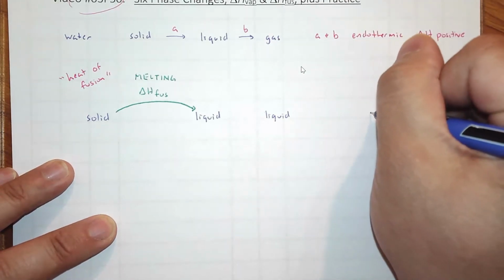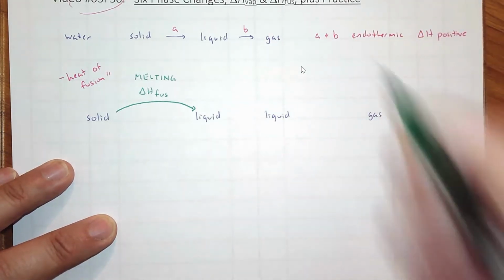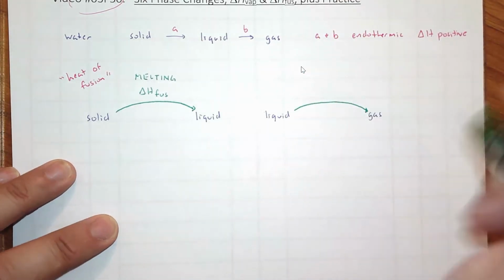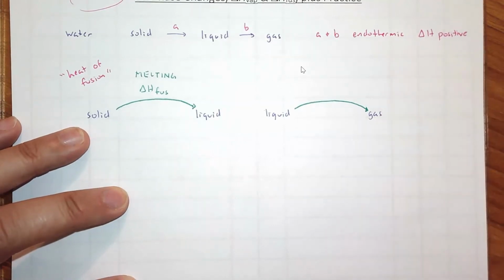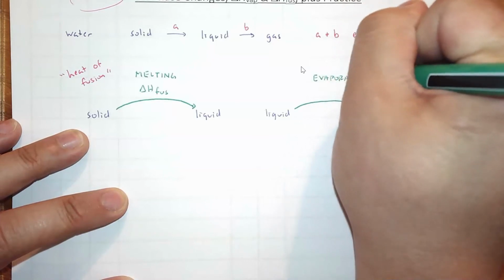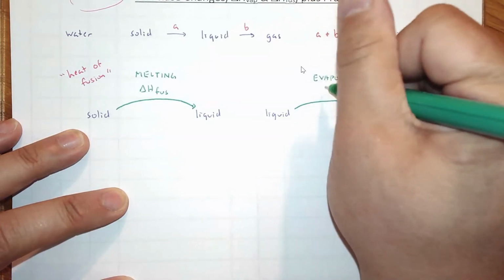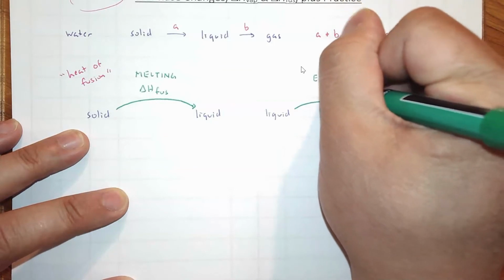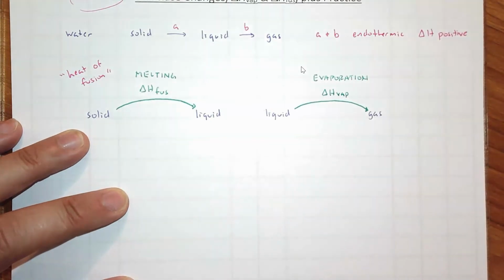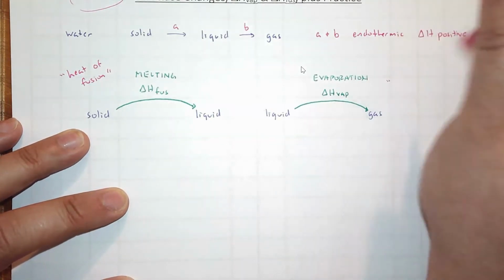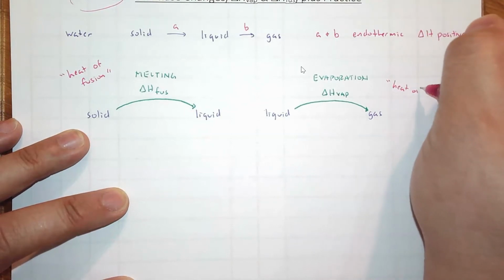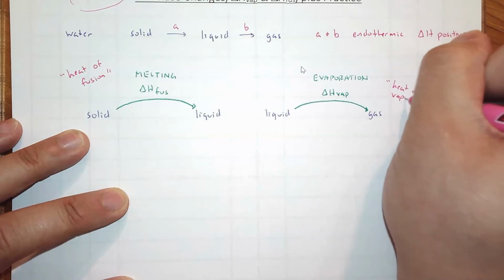Liquid to gas. Another curved arrow. That is evaporation. And that has a delta H associated with it, a change in enthalpy, delta H vap. And again, I'll just write it here. You'll mostly hear this as the heat of vaporization. Of vaporization.